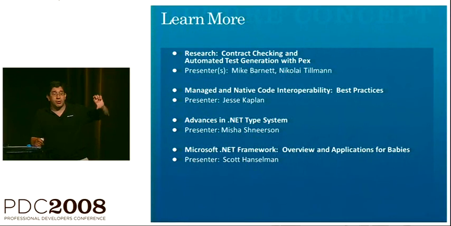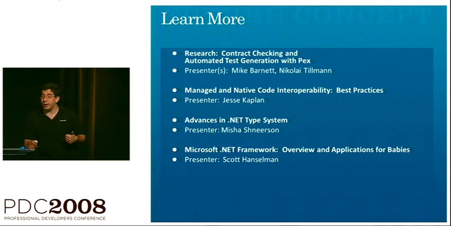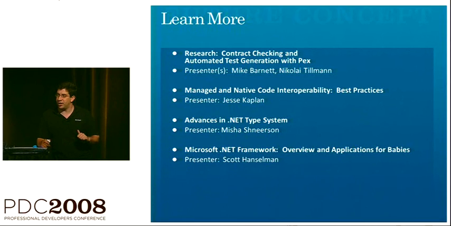A lot of the stuff I talked about, there was a more in-depth talk somewhere. There's only one talk coming up left that's really relevant. That's Jesse's talk on managed and native code interoperability best practices. That is coming up next, so you should go there. There was a contract checking talk that spent an entire hour on the code contracts, advances in the .NET type system, and the managed native interop. And if you didn't see Scott Hanselman's talk, you should.